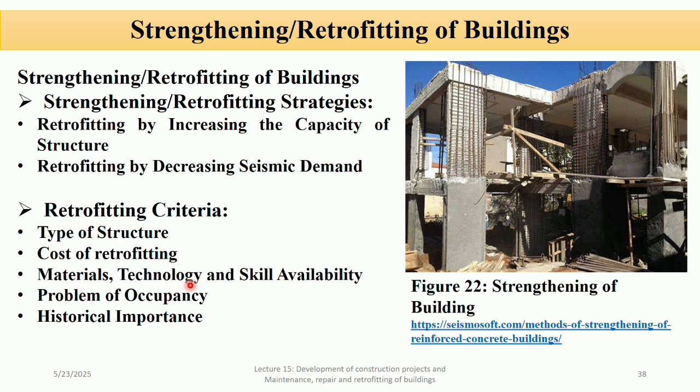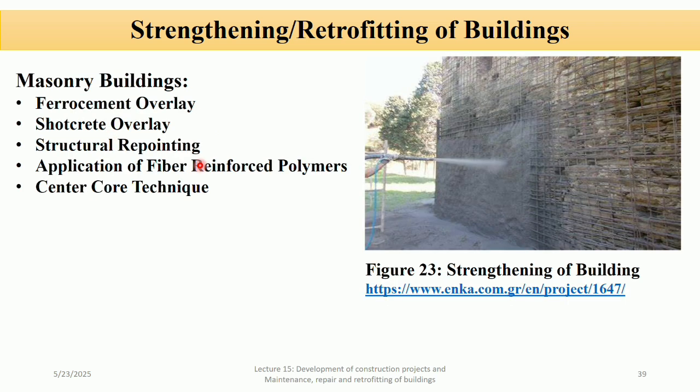So material, technology, and skill availability. Are the necessary tools and trained people available in the area? Problem of occupancy. Is the building occupied? Can people stay in the building while retrofitting is done, or do they need to move out? Historical importance. If it's a heritage or historic building, retrofitting must be done carefully to preserve its original look and feature. So now let's discuss strengthening methods or techniques for masonry building.